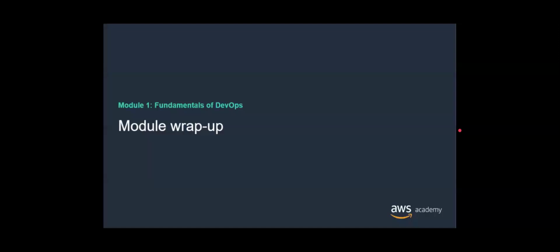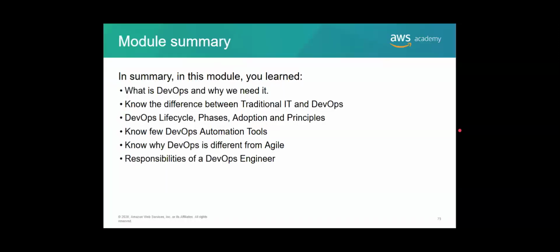Coming to the end of this section, in summary, we learned what DevOps is, why we need it, and the difference between traditional IT and DevOps. We covered DevOps lifecycle phases, adoption, and principles, a few DevOps automation tools, why DevOps is different from agile, and the responsibilities of a DevOps engineer as well.